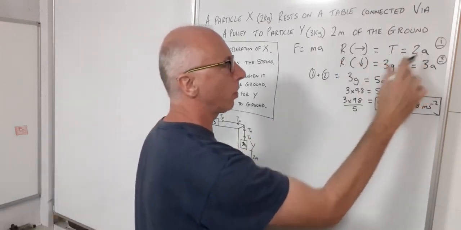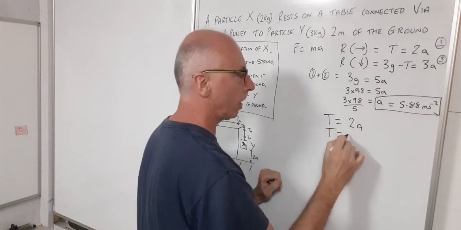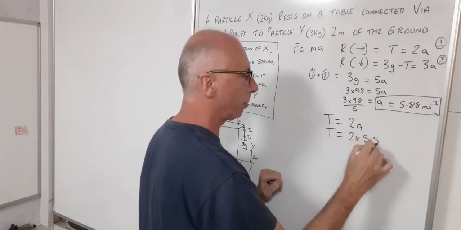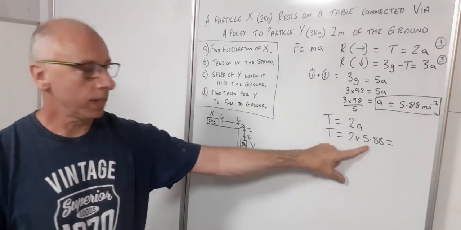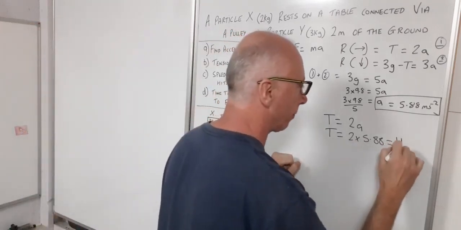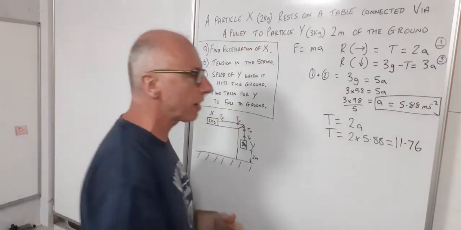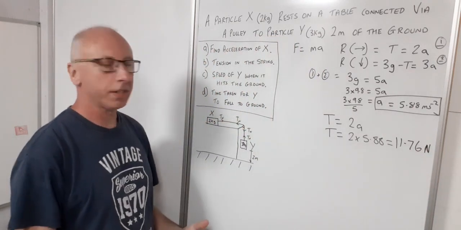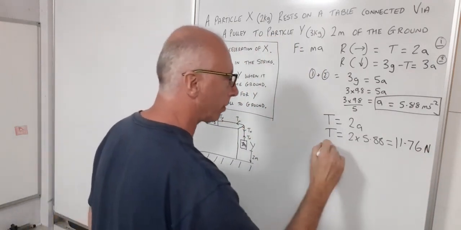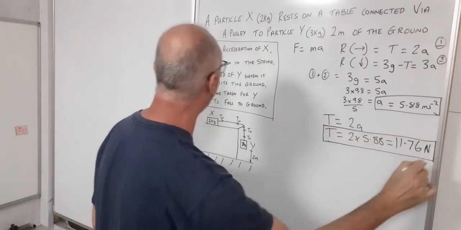So if I use this force here, T equals 2A. Therefore T equals 2 times 5.88, which equals 11.76. So that's my tension in the string is 11.76, and that's in newtons. Okay, so that's part B taken care of. So that was pretty straightforward for part B.